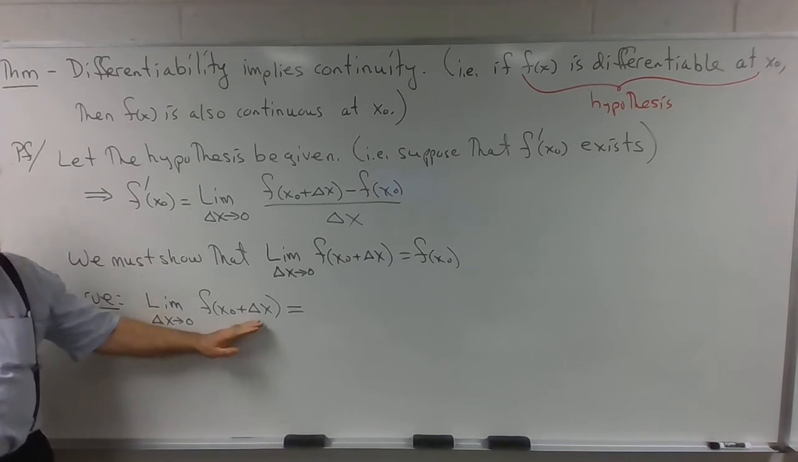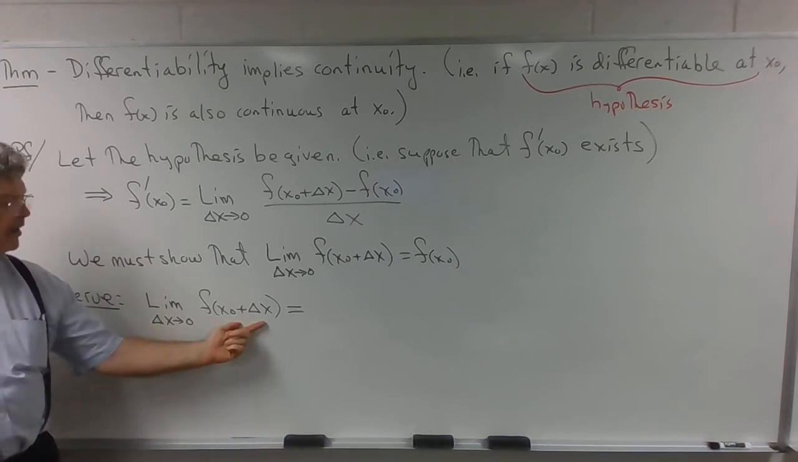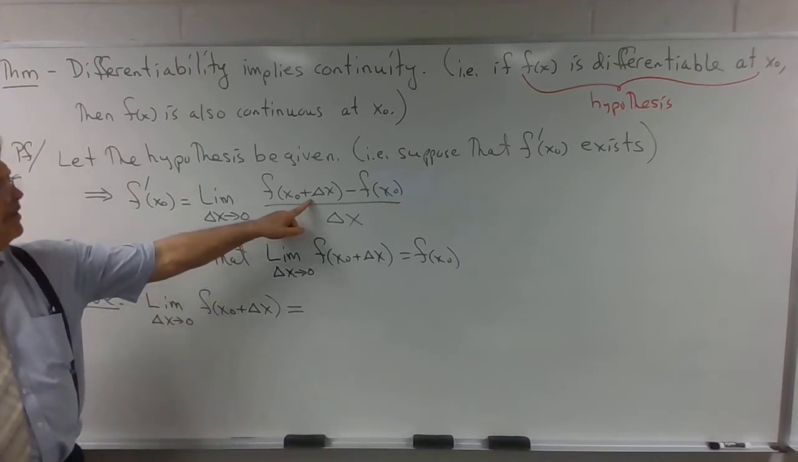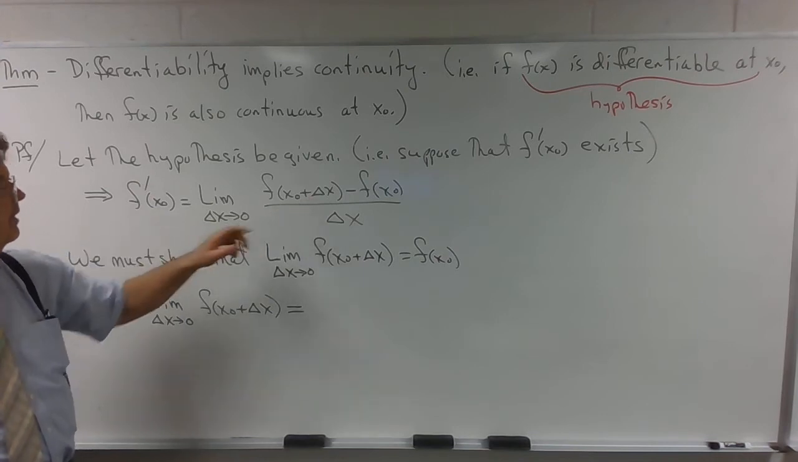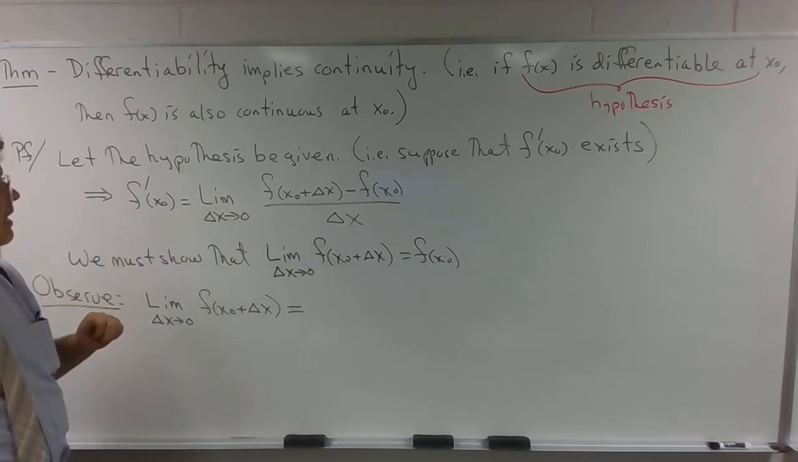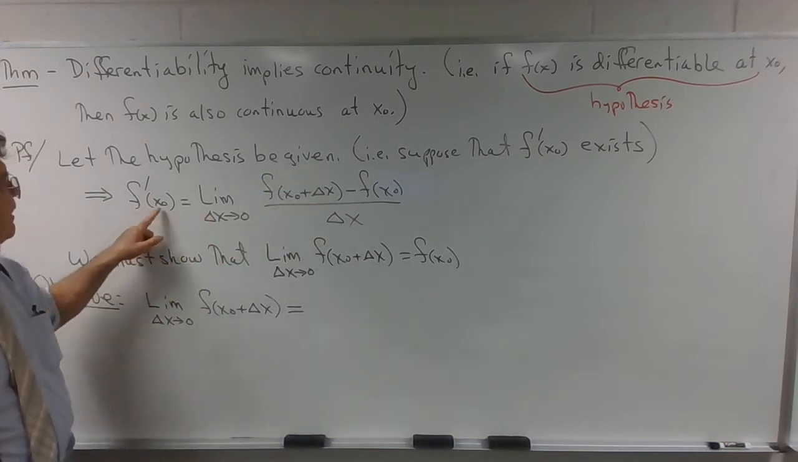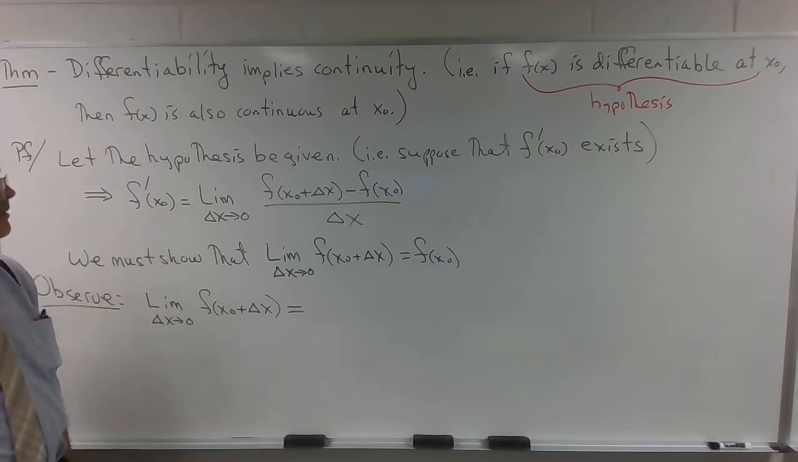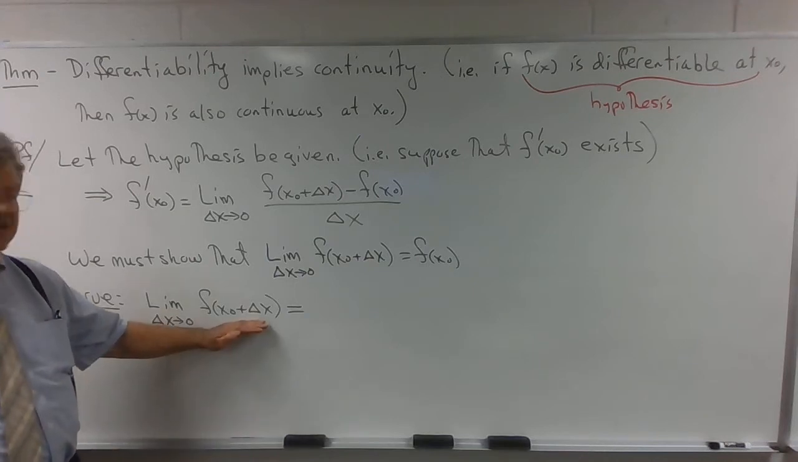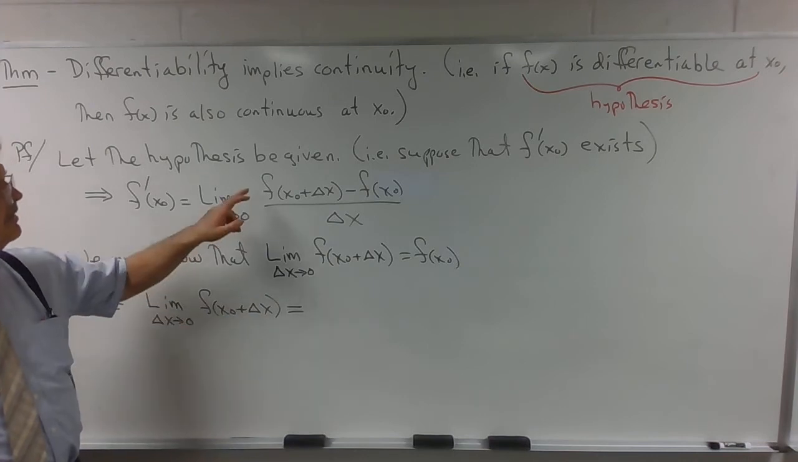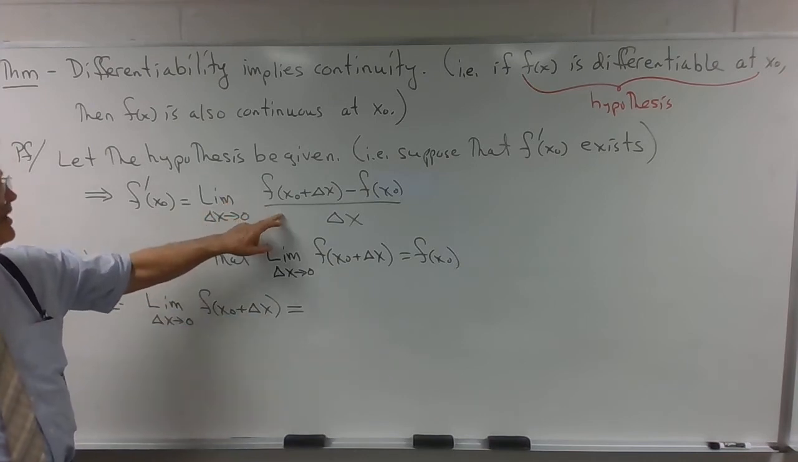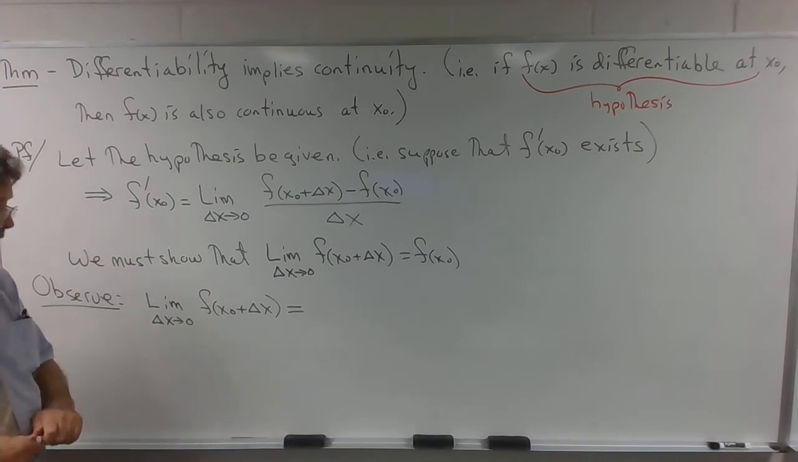I'm starting out with this thing. And what do I know about this thing? F of x of naught plus delta x is part of something that I'm assuming to be true. I'm assuming that the limit of this piece of junk right here is equal to f prime of x of naught. So I'm going to take this thing and try to turn it into this thing because I know what this thing is equal to. Now, will that help in the long run? That beats the heck out of me.